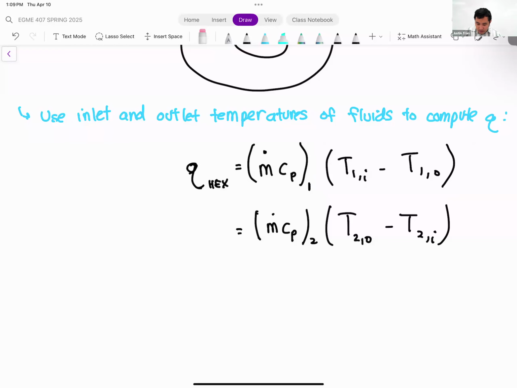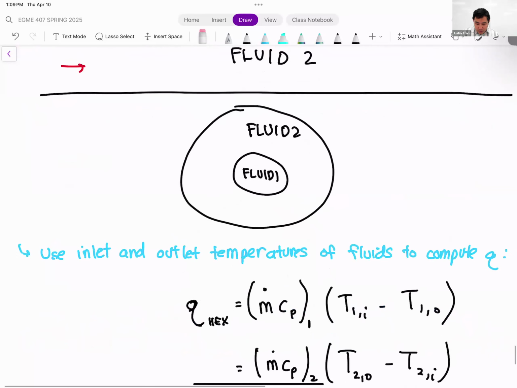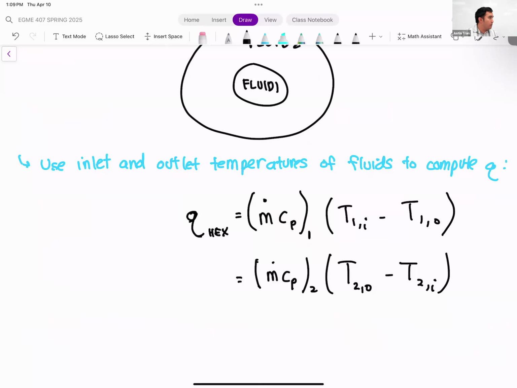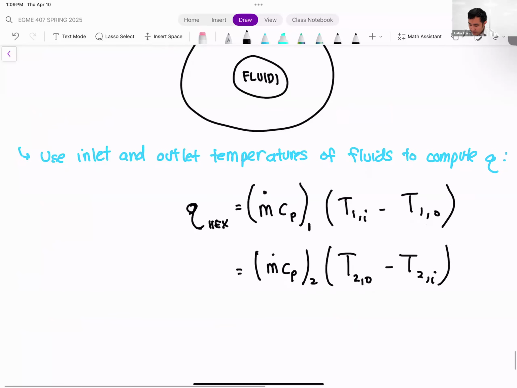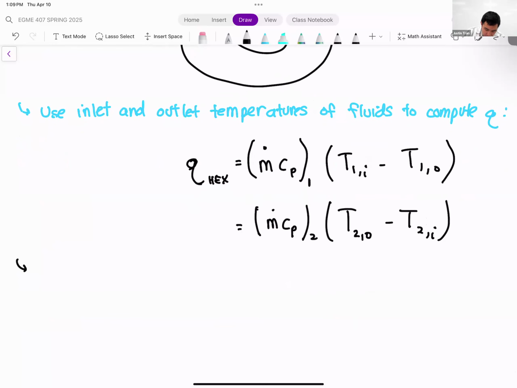Good questions, guys. So that's where we stopped last time, and that was one of the more important things that we discussed. The other thing that we discussed was the idea of a parallel flow heat exchanger versus a counter flow heat exchanger.